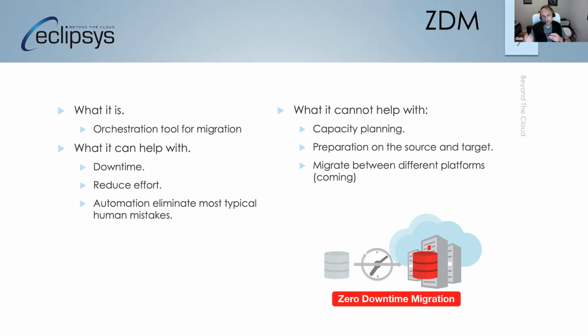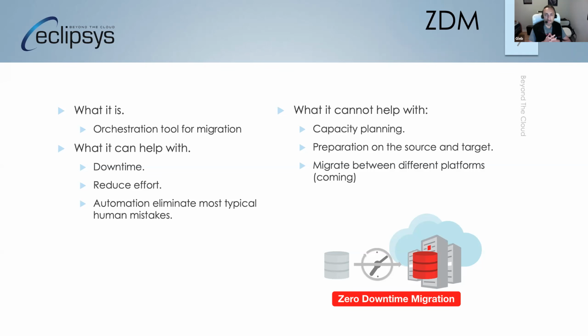It can help with downtime. It can help to reduce effort. It can help with automation, which is the main point of automation: not only reduce effort, but eliminate human mistakes when you deliver the service.